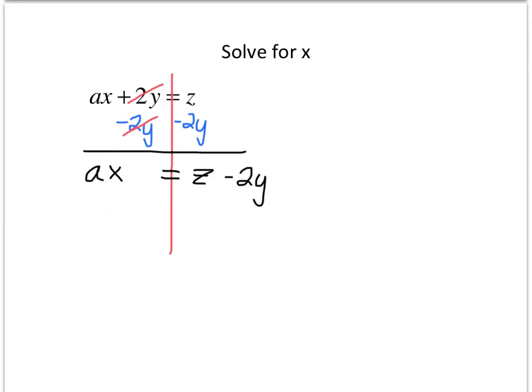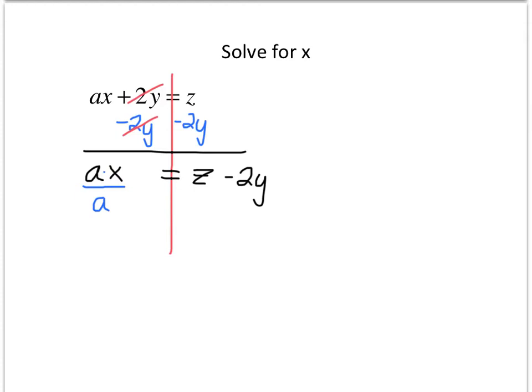So now at this point, I have to deal with the second operation. Because there's nothing occurring between the a and the x, I assume it's multiplication. And this means that I have to divide both sides. Now I'm multiplying a and x, so the inverse of that multiplication is going to be division, and I'm going to divide by a.